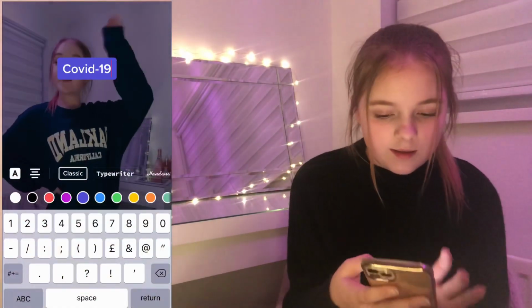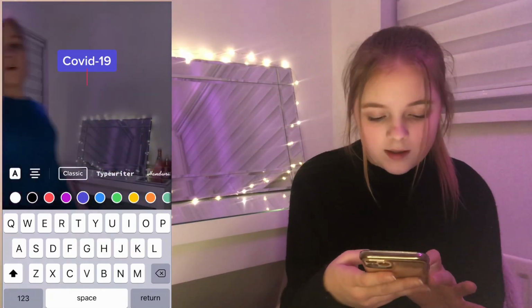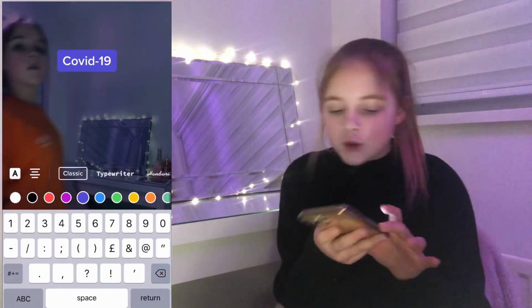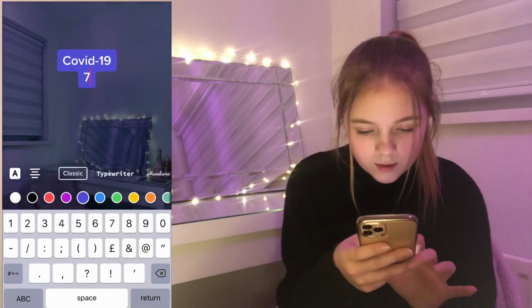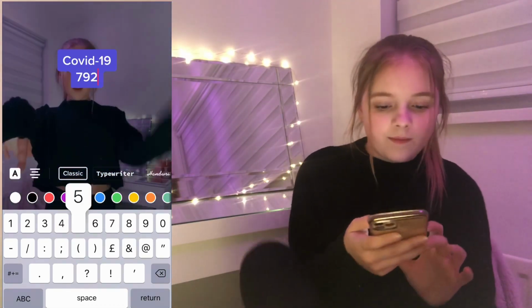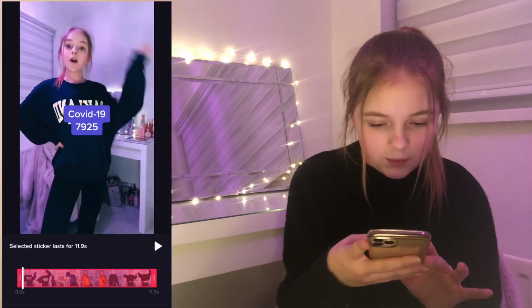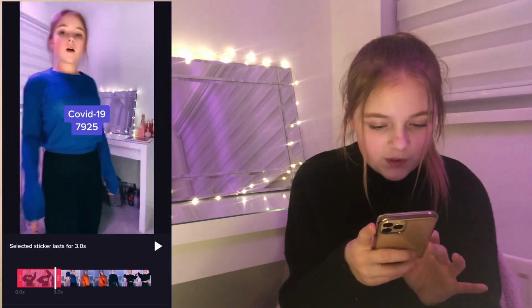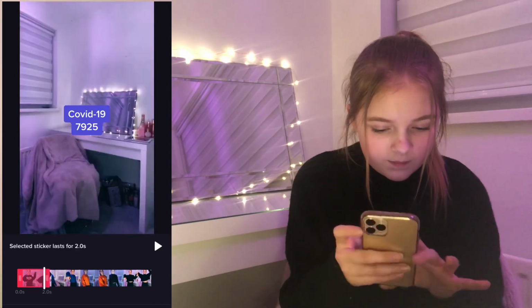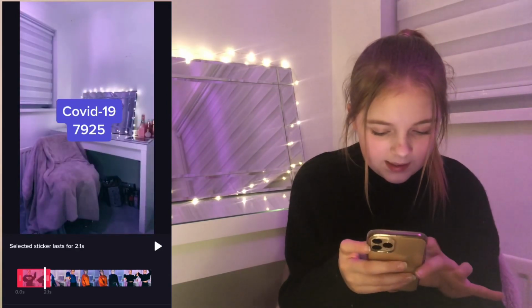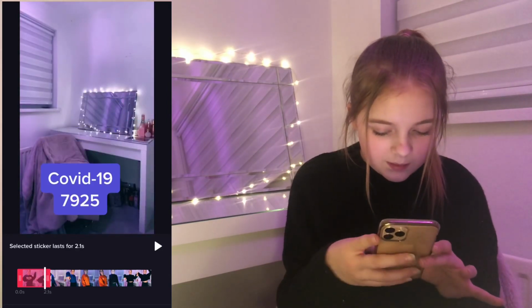So this is the COVID-19, and then underneath it, I'm just going to write 7,925. Underneath it, but then I have to set duration and stuff, so that's the first one. I think I'm going to put it like here, maybe. See what that looks like.